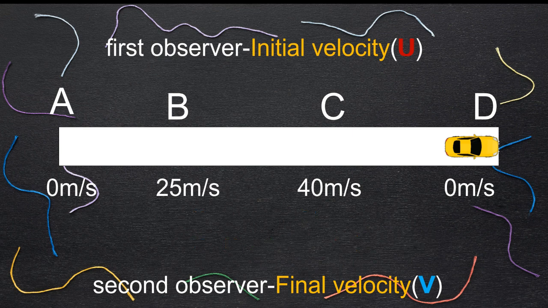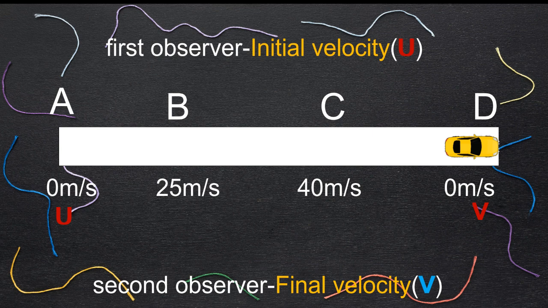Now, if our first observer is at A and our second observer is at D, then the final minus initial is 0 because at both ends, both final and initial are 0.